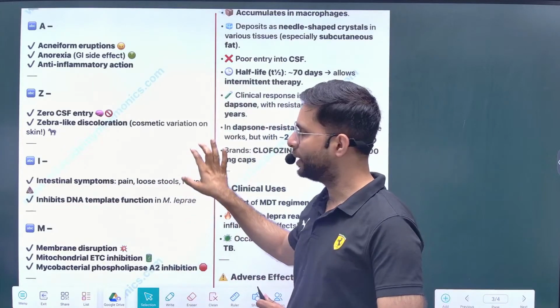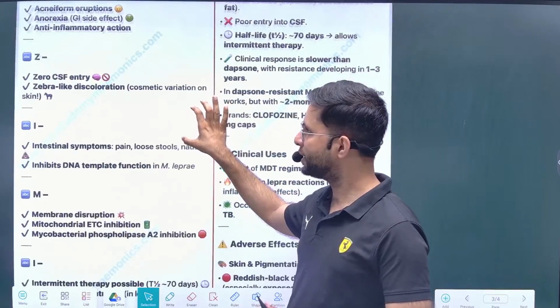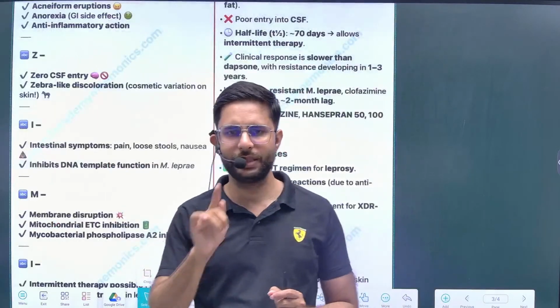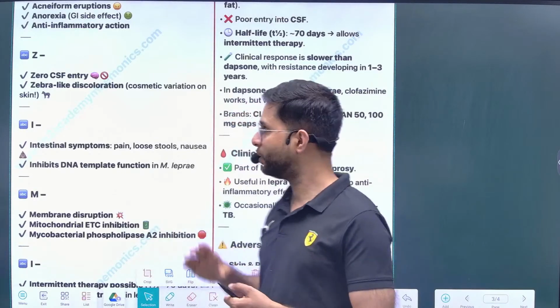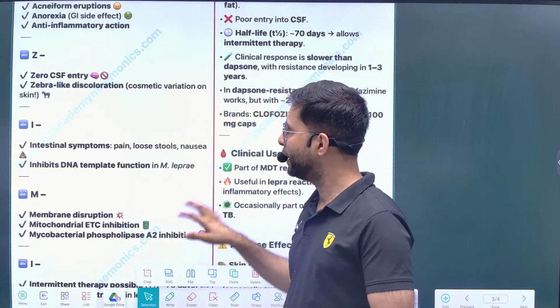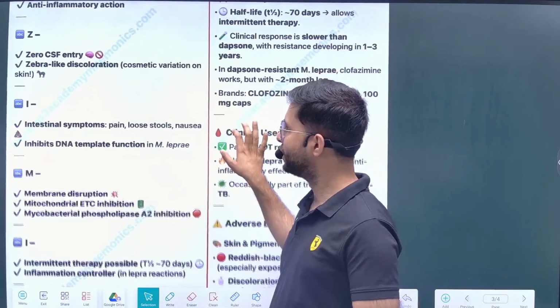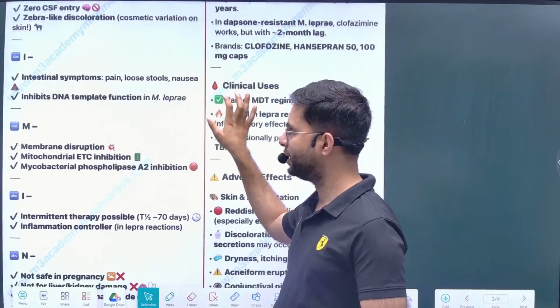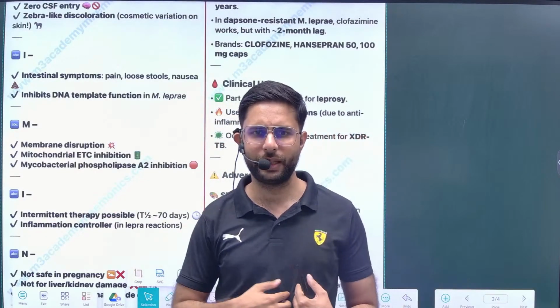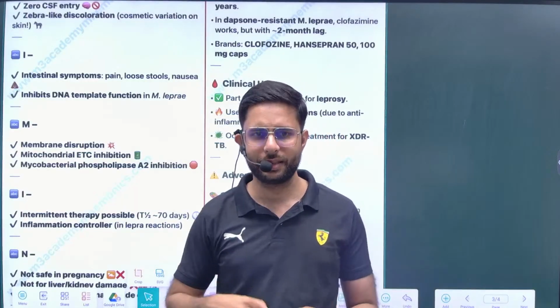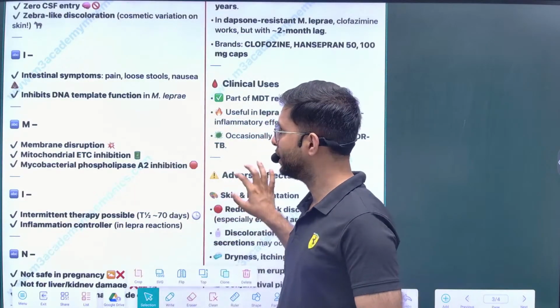Now Z for zero CSF entry, or you can say C for CSF, L for low, so low or zero CSF entry. Zebra-like discoloration means cosmetic variation in the skin. I for intestinal symptoms, obviously nausea, pain, loose stool, and intestinal discoloration. It also inhibits the DNA template.